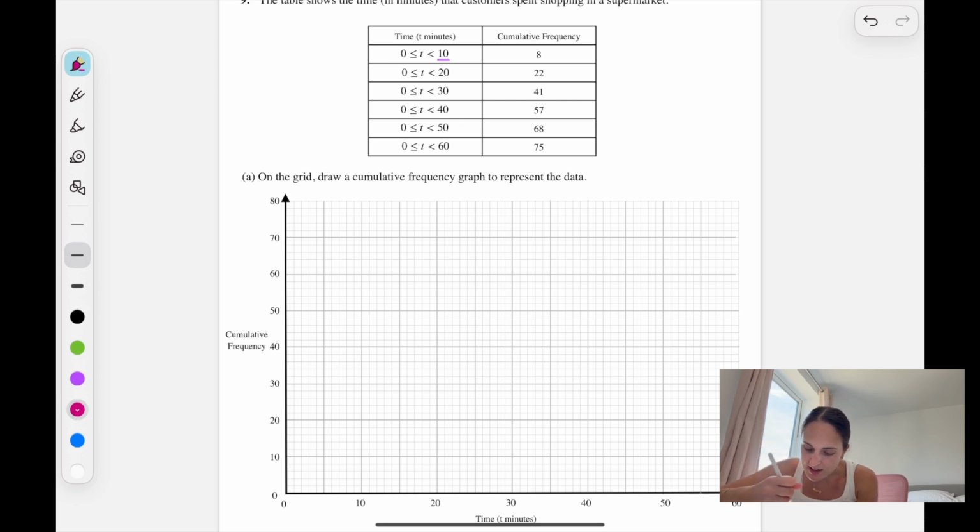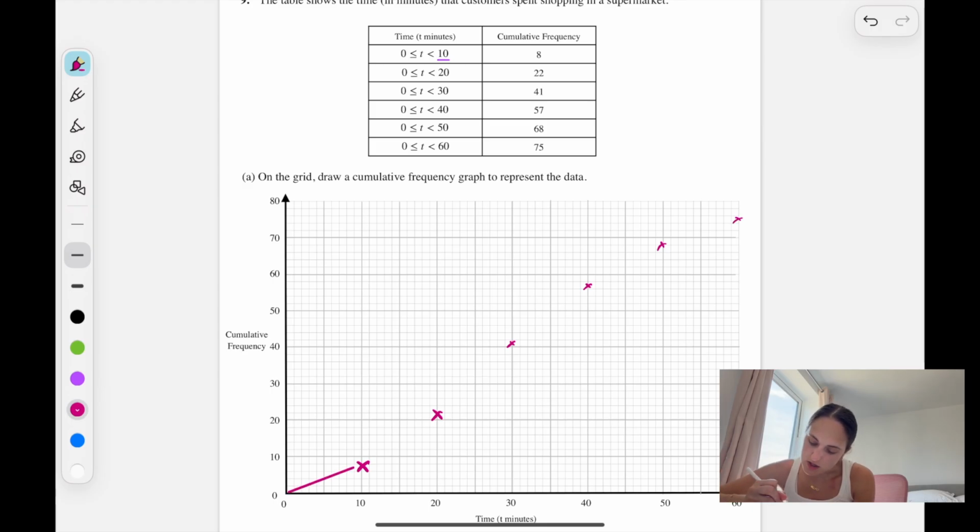So the end point is 10, and then we're going to go up to 8 for the first one. So that's here. The next one, the end point is 20, so we're going to go up to 22, which is here. The next one, 30, we're going to go up to 41, which is around here. The next one is 40, so we're going to go up to 57, which is here. The next one is 50, so we're going to go up to 68, so that is here. And then the next one is 70, so we're going to go up to 75, which is here.